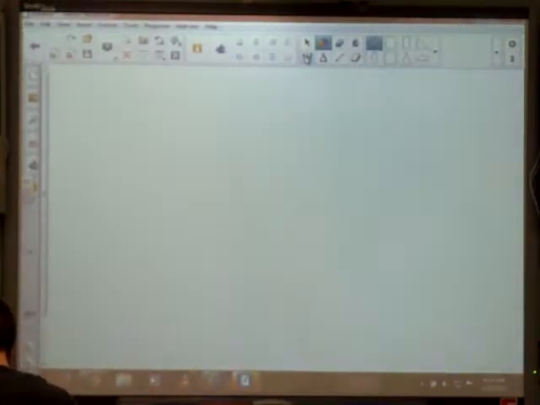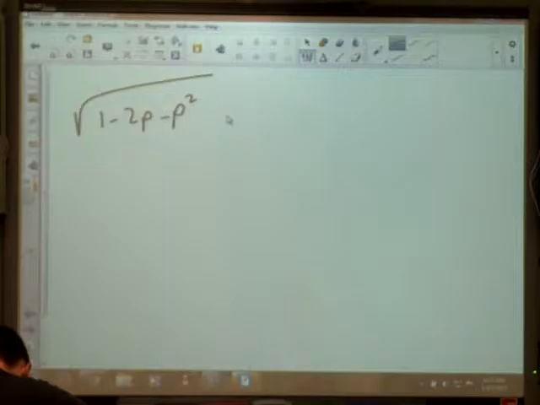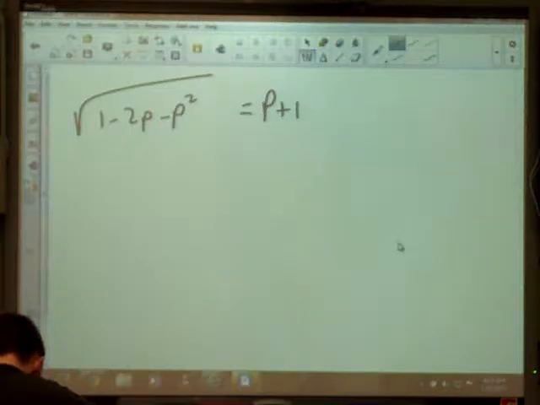Okay, I've got the square root of 1 minus 2p minus p squared is equal to p plus 1. So the only thing that's different in this one is that underneath the radical it's a trinomial now. But your plan of attack is still the same. Is the radical all by itself on the left? Yes, so we don't have to move anything.